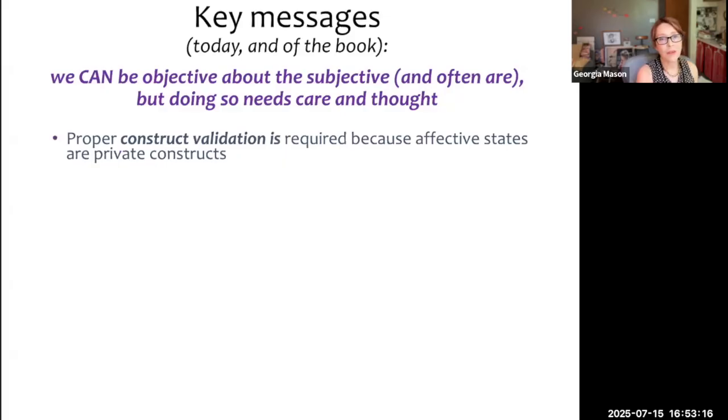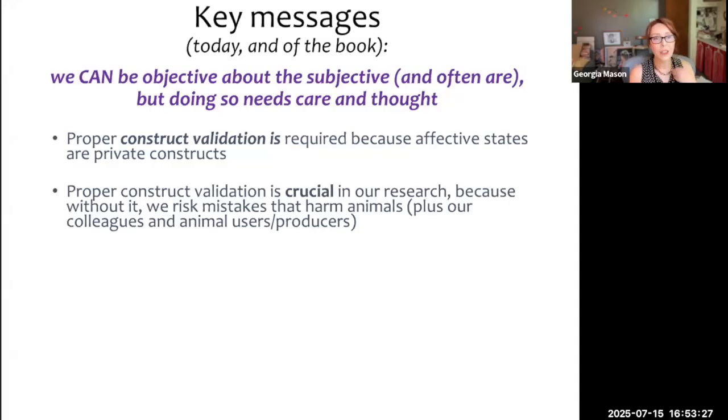So proper construct validation is required because affective states are these private subjective constructs. Proper construct validation is also crucial in our research worlds because without it, we really risk making mistakes that could accidentally harm animals, that could accidentally harm our colleagues by sending them down the wrong path, and could accidentally harm animal users and producers by telling them that things are bad when they're not.